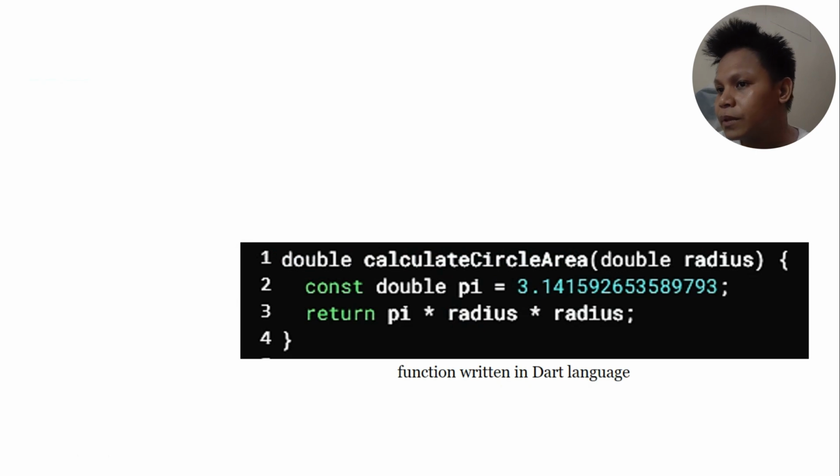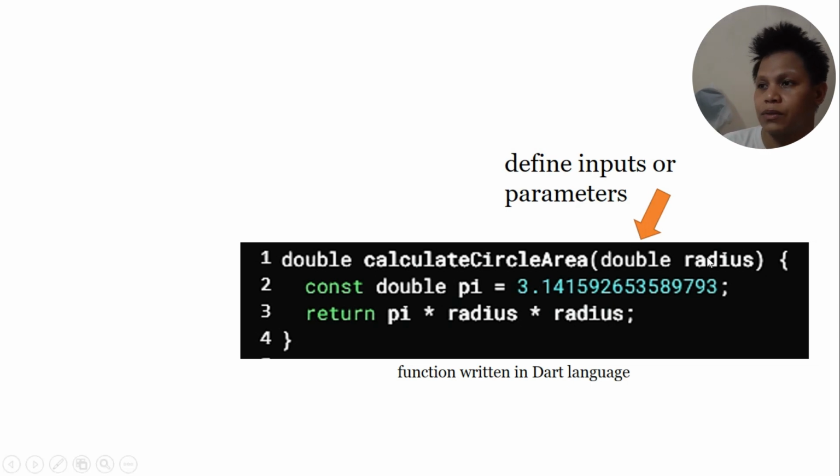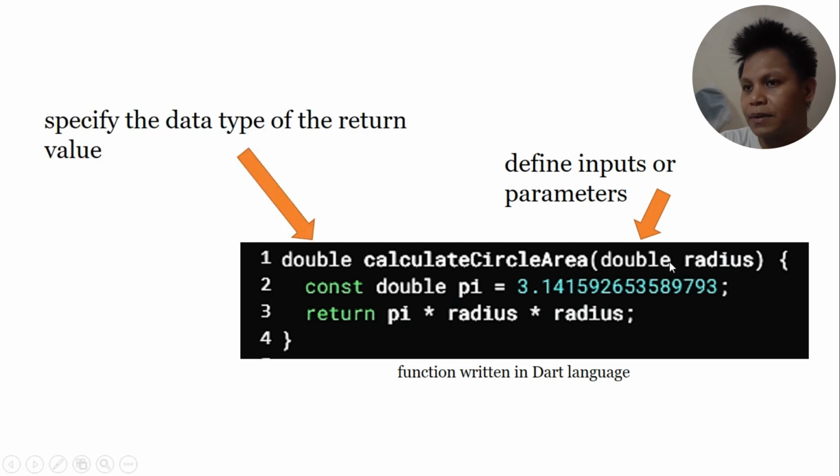Now let's break down this function. The first one is the inputs, or we also refer to these as parameters, or the variables that it needs as input. The second is the data type of the return value.